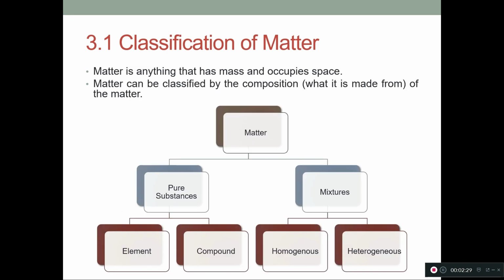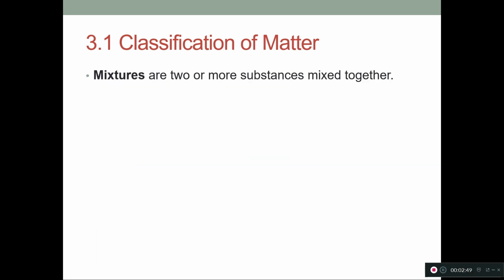Then we also can have mixtures, and the way we can classify these is between homogeneous mixtures and heterogeneous mixtures. By the way, I've heard it called homogeneous and homogeneous. I tend to pronounce it as homogeneous, but I think either one is fine. So again, a mixture is when we have two or more substances that are mixed together. Homogeneous mixtures have a uniform composition throughout.